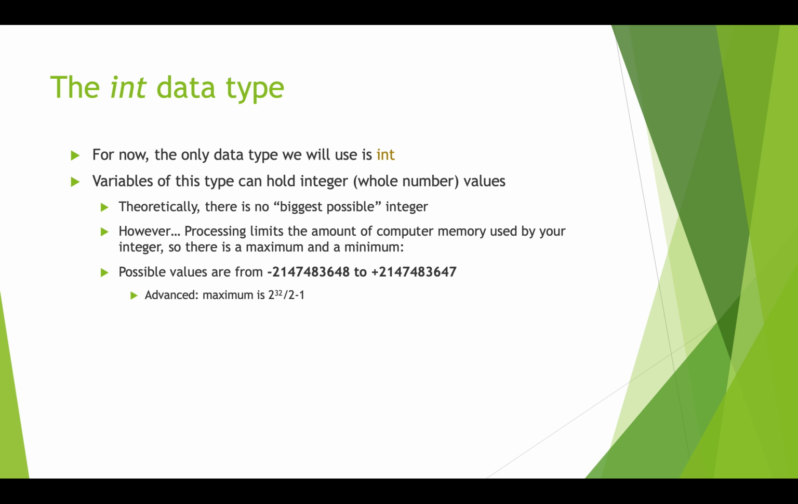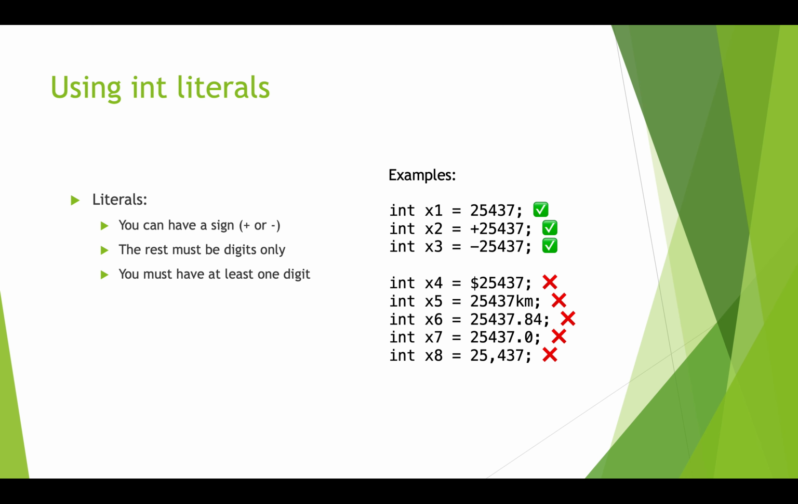All right, so we can use ints as literals in our program, which means we're just typing the number directly into our program. But you have to be careful about the way you do this. These are all valid examples of typing a literal int into the program. So the value 25,437 can be typed this way. You can put a plus sign at the front of it to denote that it's a positive number, and that's allowed. You can put a negative sign at the front of it, which now says that this number is negative 25,437. So those all work as ways to type these literal values into the program.